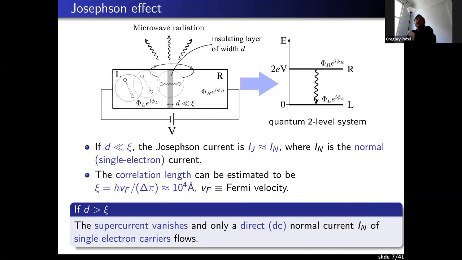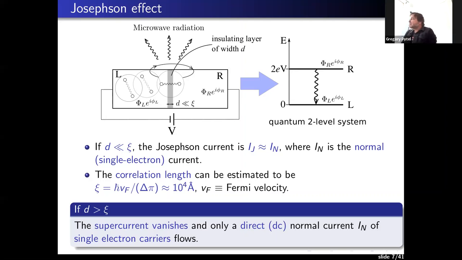Remember that the correlation length is very large, and I remind you here that it can be estimated very easily from a simple theory. It can be estimated to be as large as 10 to the 4 angstrom. Those insulating layers are of the order of 30 or 40 angstrom. So they are much smaller than the correlation length. And in those conditions, and only in these conditions, the Josephson effect actually occurs.